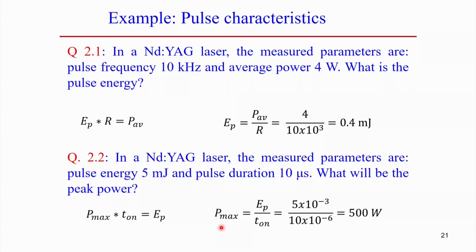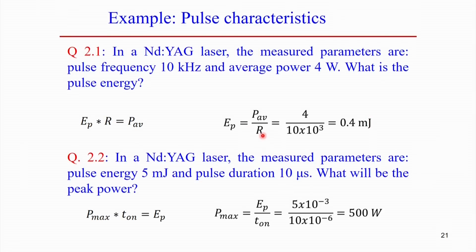Now, let us look into two examples of the pulse characteristics. Example 1, in an Nd:YAG laser, the measured parameters are the pulse frequency of 10 kilohertz and the average power equal to 4 watt. Then what should be the pulse energy? In this case we simply use this formula: the energy of a pulse times the pulse repetition rate represents the average power. So, the pulse energy is equal to average power divided by the pulse frequency or pulse repetition rate, which comes out to 0.4 millijoule in this case.